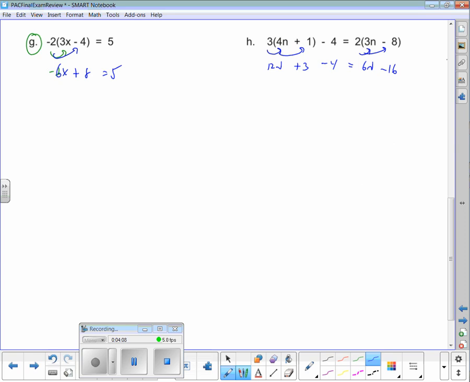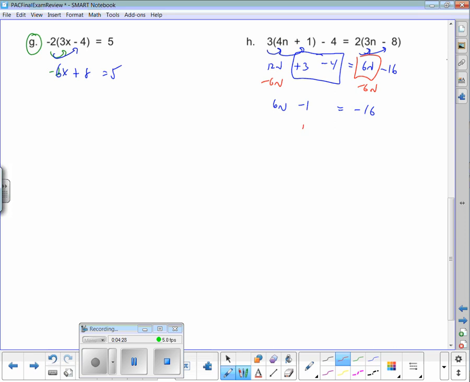You want to establish a side for your variable. I'm going to move the 6n to the other side. How do you move a positive 6n? You add its opposite to both sides. That leaves you now 6n. I can combine these like terms. They're on the same side. And that's where you're at that point.